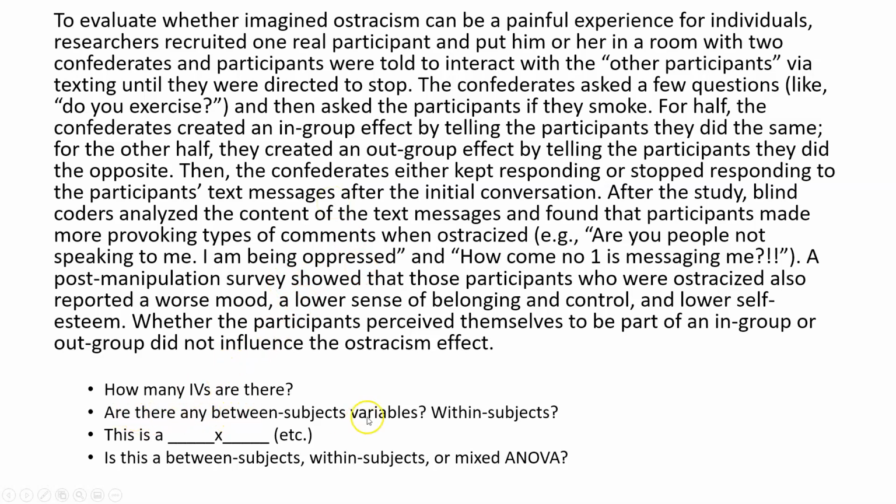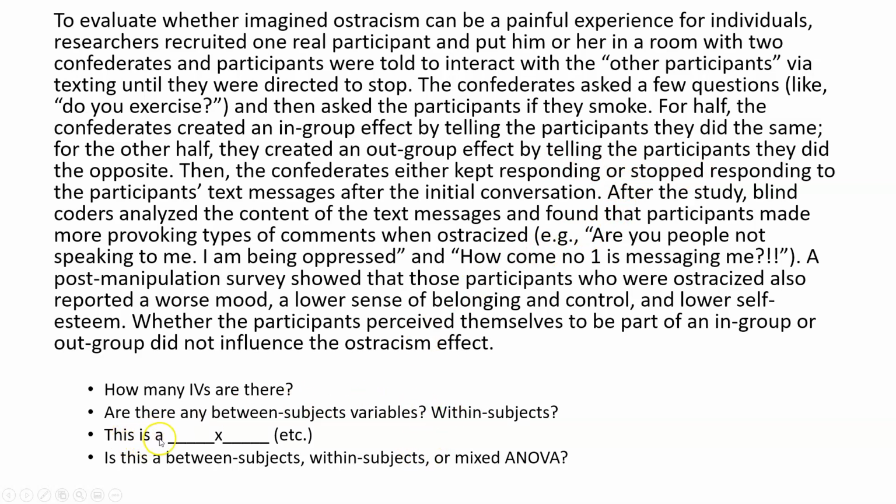Are there between subjects variables, within subjects variables? Hopefully you noticed that there were only 2 between subjects variables. Participants came in and they were either told, oh yeah, you're like us, or oh, you're not like us. And they were either kept responding to or stopped responding to. And so each participant who came in only experienced one of these and one of these. Nobody was exposed to repeated measures, to multiple conditions.